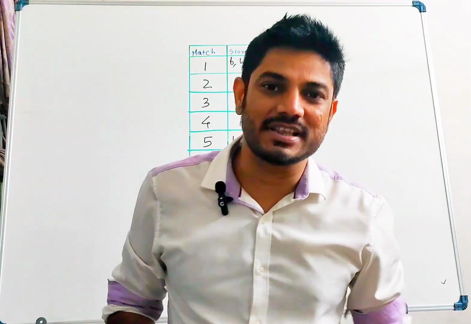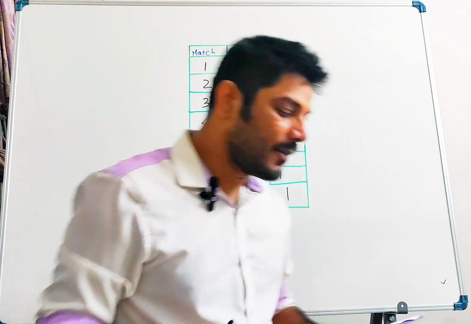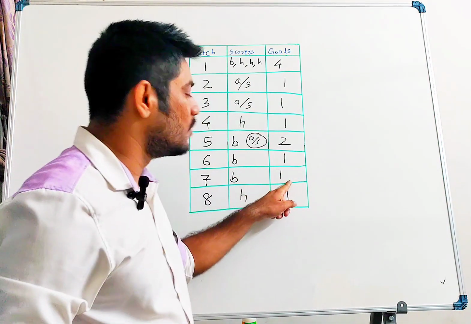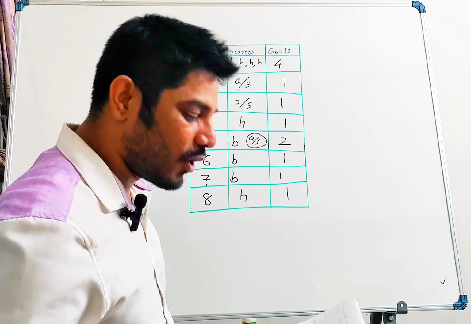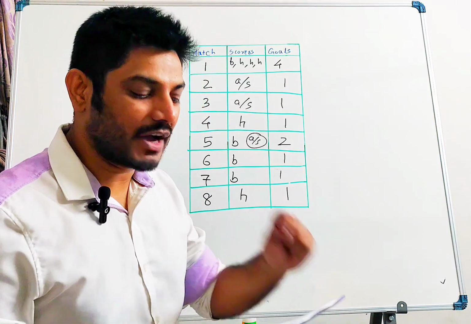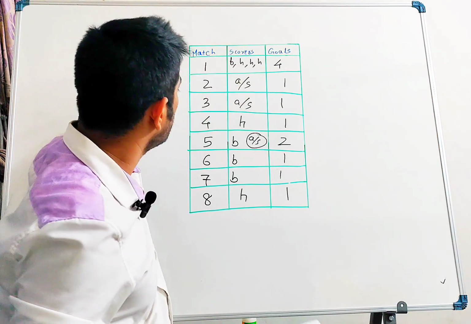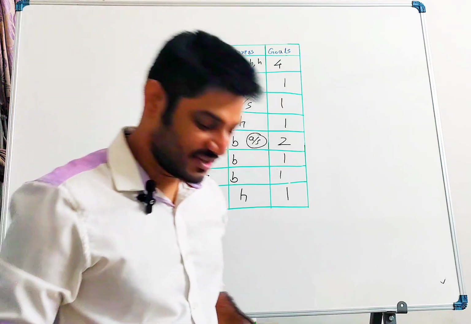Let us check the questions that they asked. So the first question is, how many goals were scored in match 7? Match 7, 1. And that's the correct answer. Which of the following is the correct sequence of goals scored in matches 1, 3, 5, 7? 4, 1, 2, 1. And that was the correct answer.